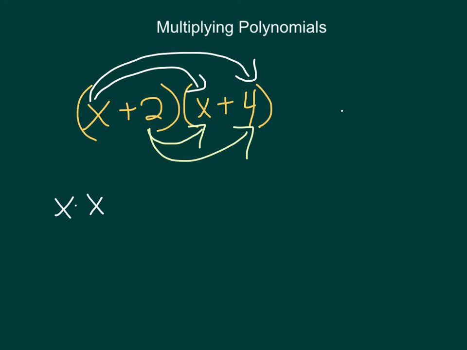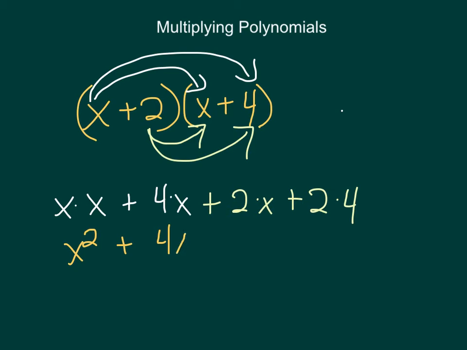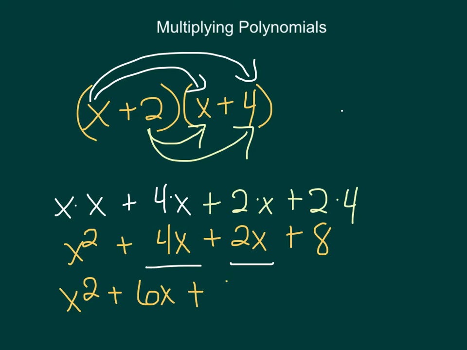So we're going to have x times x for the first term, plus 4 times x for the second term. And then if we do the bottom ones, 2 times x, and then 2 times 4. So we're going to write those in, we're going to simplify that here. X squared plus 4x plus 2x plus 8. But notice that these 2 terms in the middle are both x's, so they are like terms, so we need to combine them. So the final answer is x squared plus 6x plus 8. So you have just double distributed.